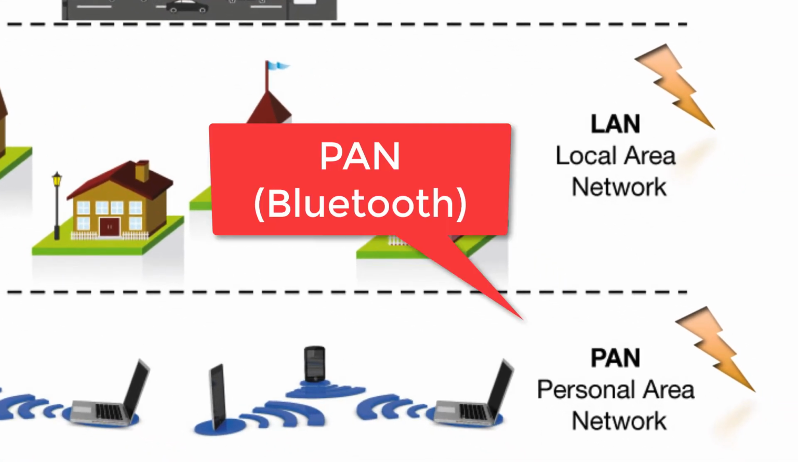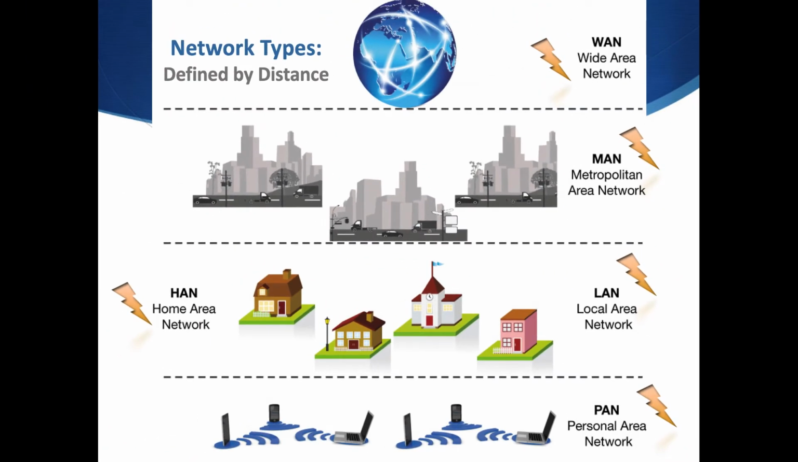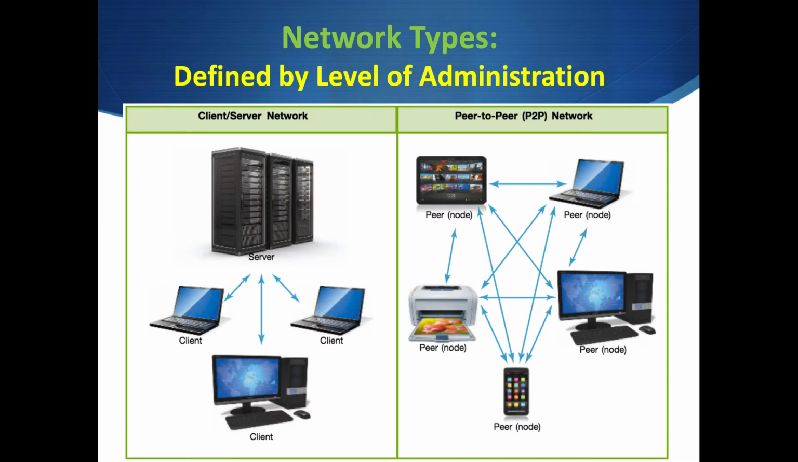And finally, a personal area network. That could be looked at as something, even, your phone playing music through a speaker, a Bluetooth speaker. But it's usually smaller devices kind of right near each other. But anyway, that's the WAN, MAN, HAN, LAN, and PAN setup. And they're defined by distance. And networks are also defined by level of administration.